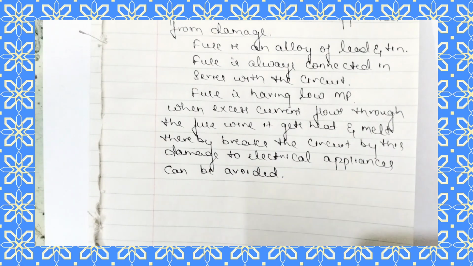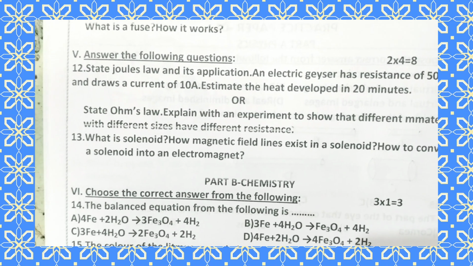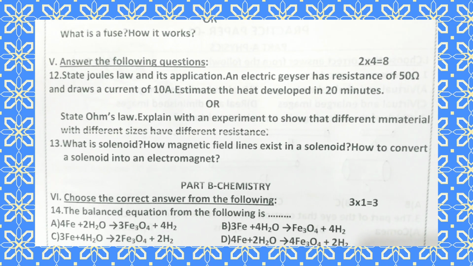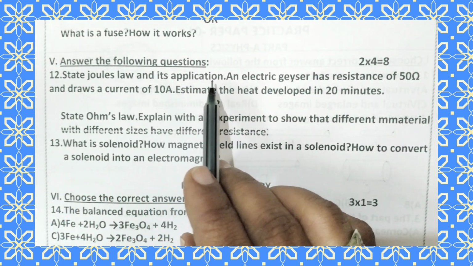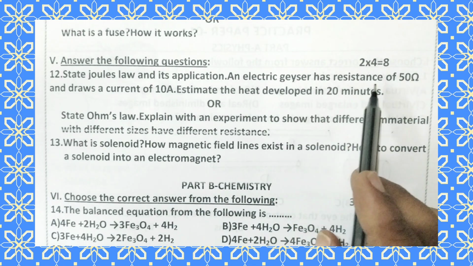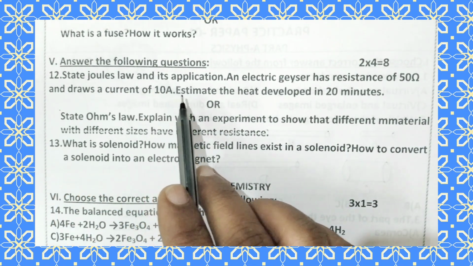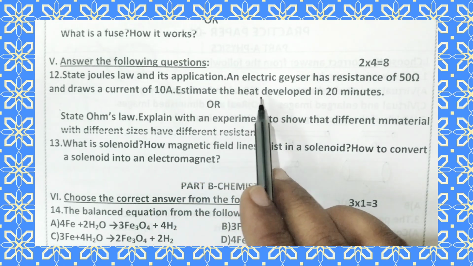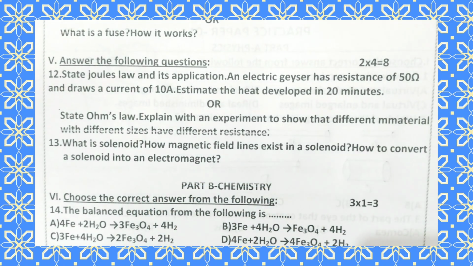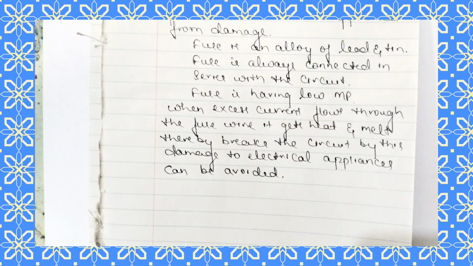Next, fifth main 12th question. State Joule's law and its application. An electric geyser has a resistance of 50 ohm and draws a current of 10 ampere. Estimate the heat developed in 20 minutes. So let us answer both the questions.